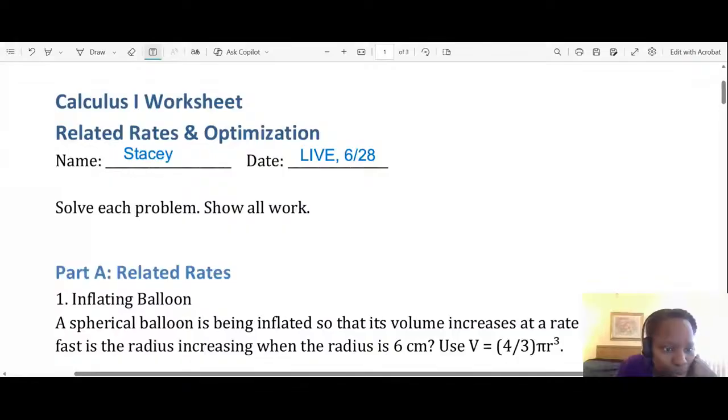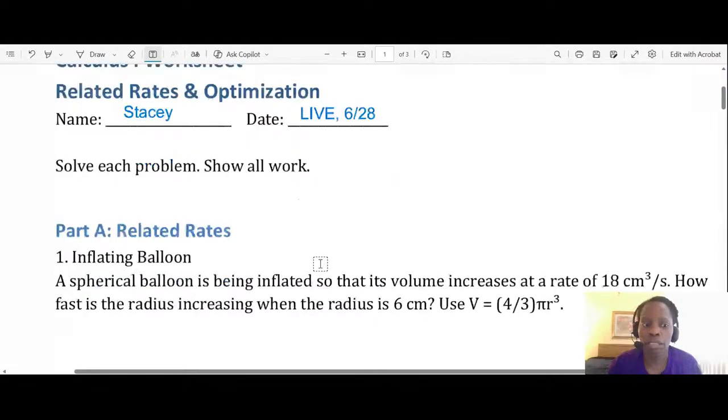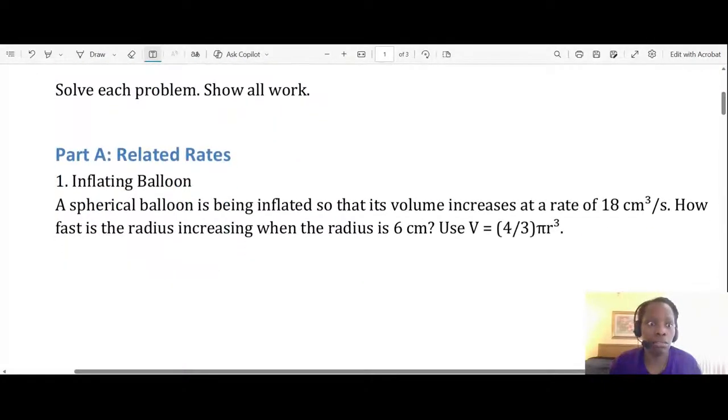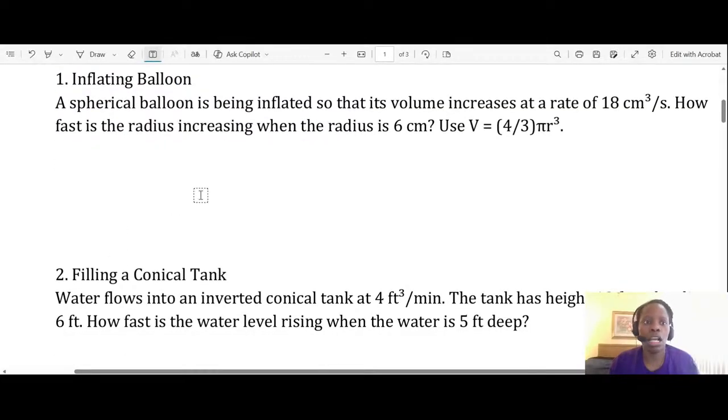So the directions basically say solve each problem, show all work. So we're just gonna go for it. I'll read the question, and if you like, you can pause the video so you can have a chance to solve it on your own. And since we're live, why not see if you could tell me the answer before I actually even get it, right? So we're going to first talk about inflating a balloon.